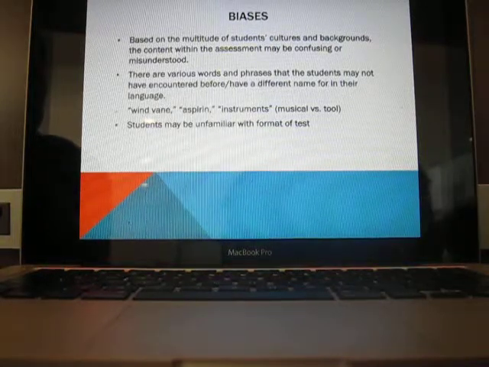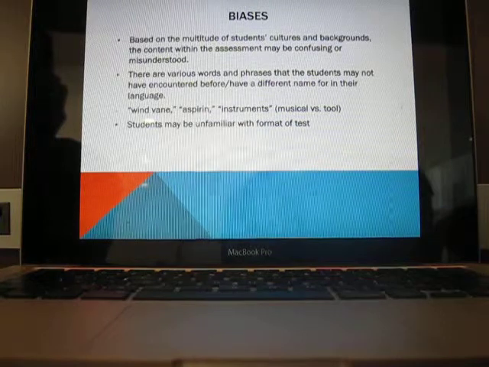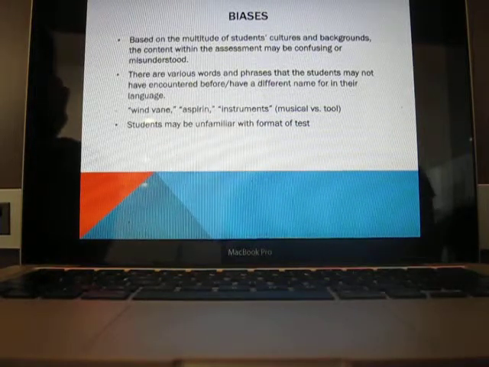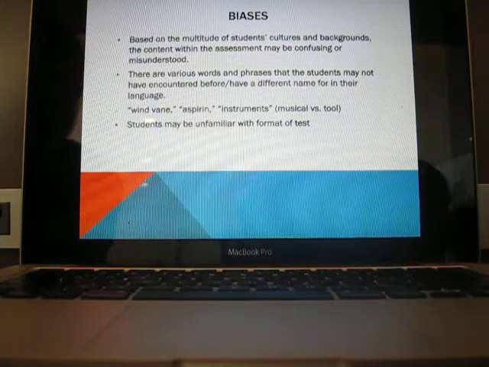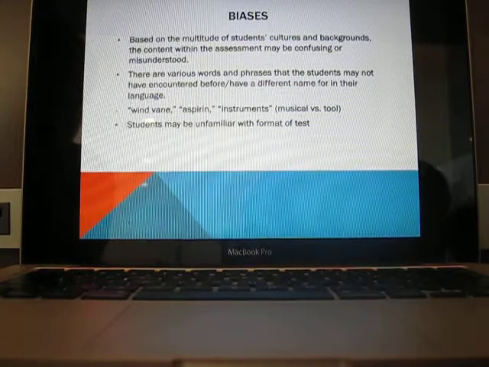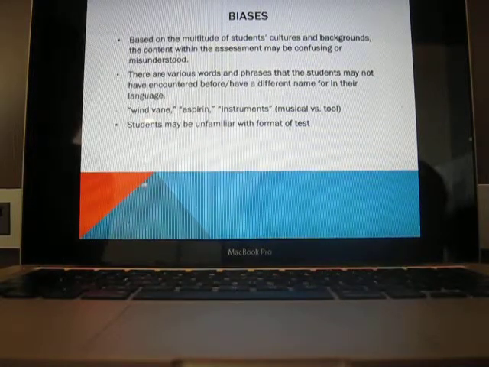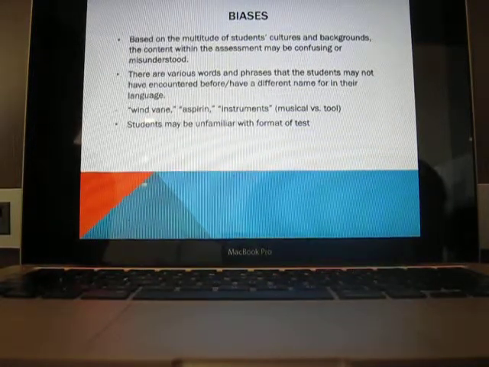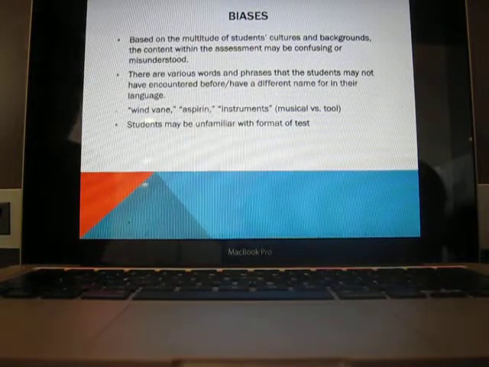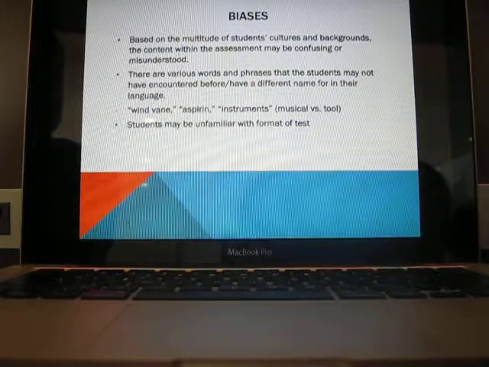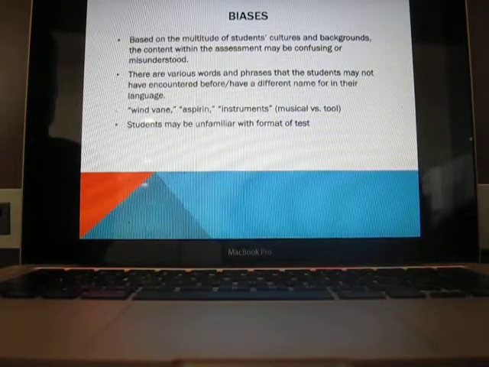There are biases in the WIDA test. Based on the multitude of students' cultures and backgrounds, the content within the assessment may be confusing or misunderstood. There are various words and phrases that the students might not have encountered before, or they might have a different name for in their native language. Things like wind vane, aspirin, instruments being viewed as a musical instrument or a tool to conduct something. It also could be confusing for students if they're unfamiliar with the format of the test.